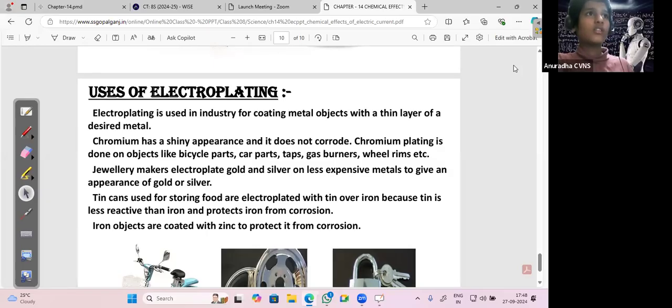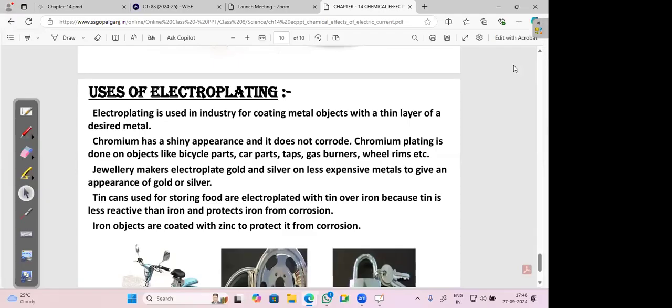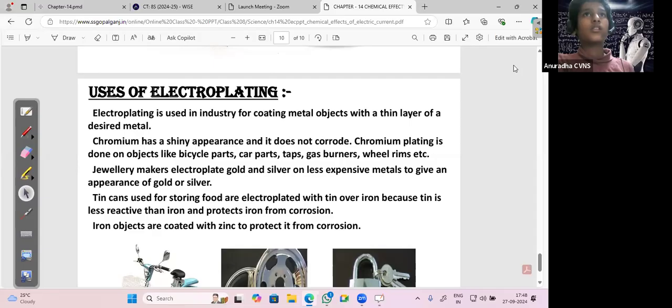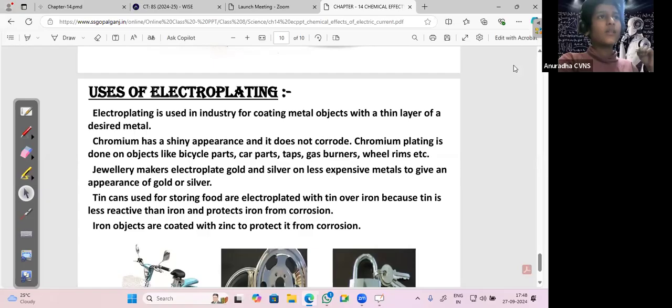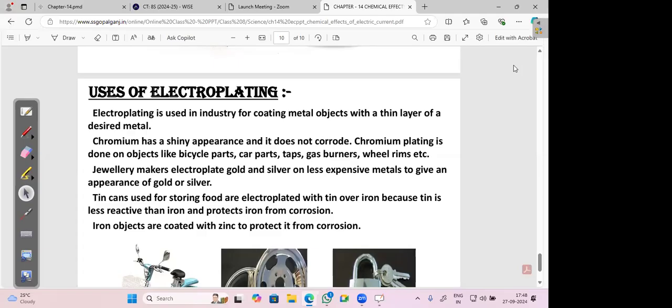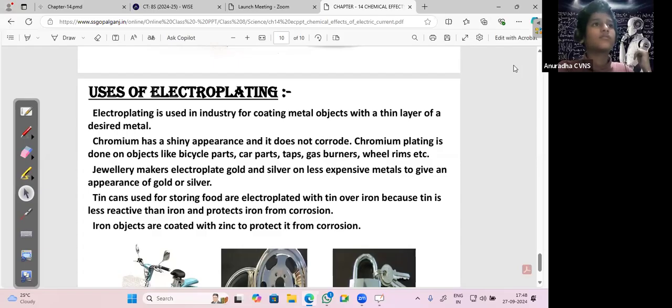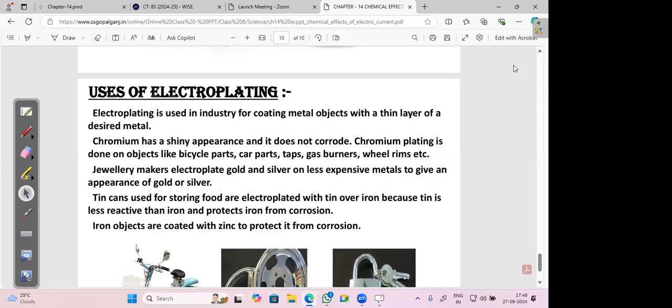What is corrosion? When a metal corrodes, the process is called corrosion. Sir, I read in chemistry about corrosive substances. Corrosive substances are different. Corrosion is different. Corroding the surface is different. Okay.